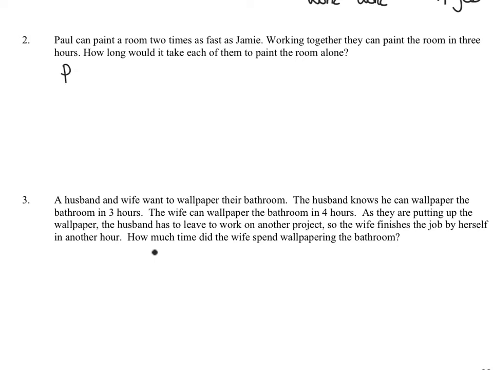So Paul's faster, okay? So Paul's rate is, if we let it equal 1 over x, that means he can paint one room in x amount of hours. That means Jamie's rate, you can think of it as being half of that, or he can paint that one room in twice the amount of time, right? So if it takes Paul 1 hour, it's going to take Jamie 2 hours. If it takes Paul 5 hours, it's going to take Jamie 10 hours, okay?